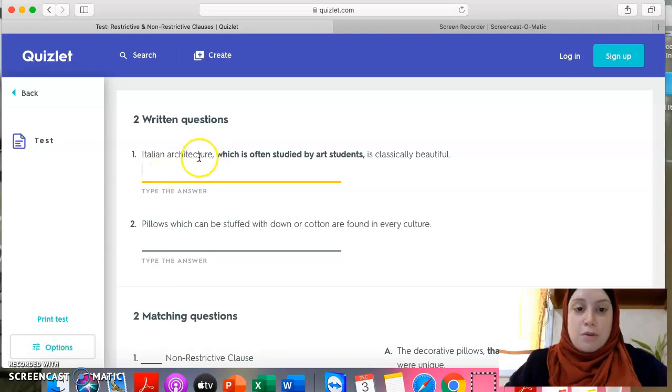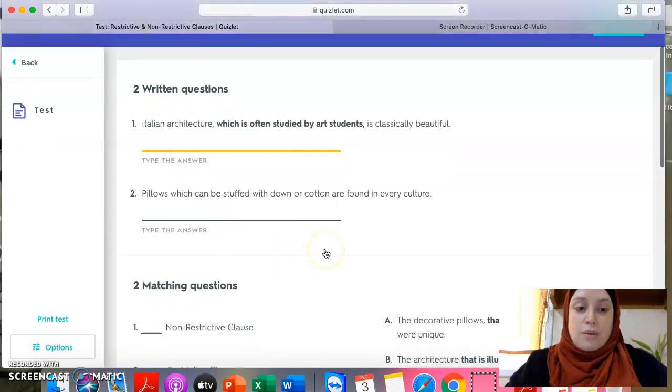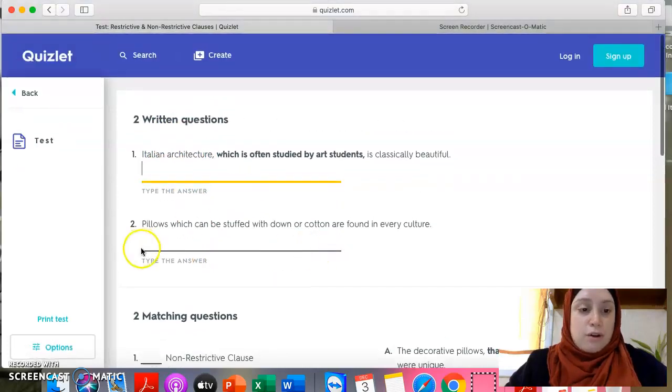Take some time on your own to go through this website to understand what is required and test yourself on the knowledge. Good luck, students.